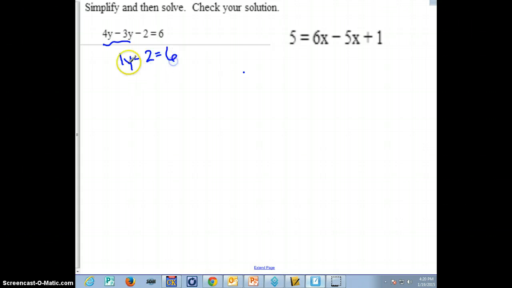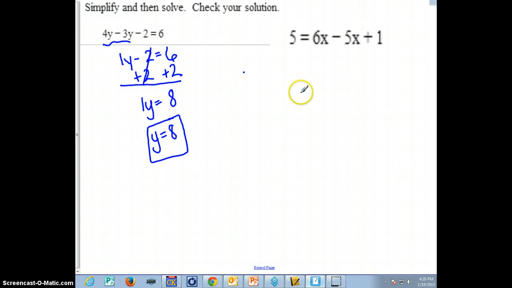Now my job is to do everything I can to get this by itself. So if I want to get rid of this, instead of subtracting 2, I would add 2. Gives me 8. Now, you don't have to divide by 1 to get rid of this one. I assume there's a 1 whether I write it or not. So that's going to be my final answer.